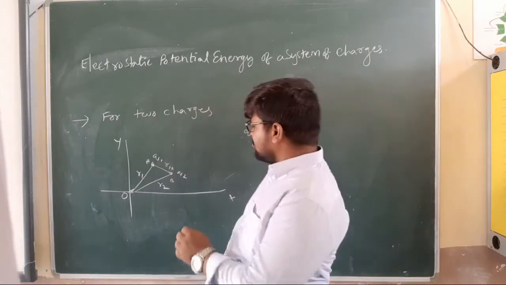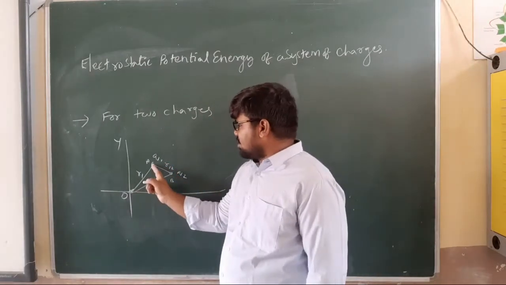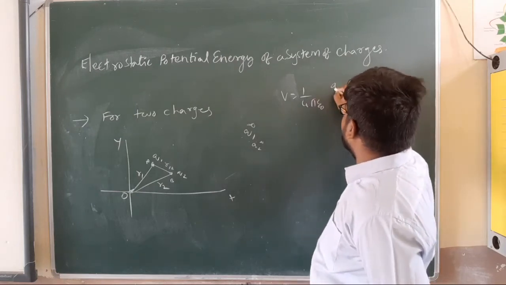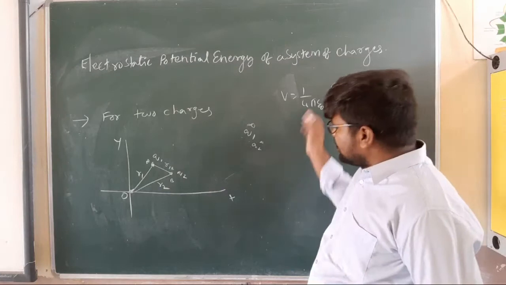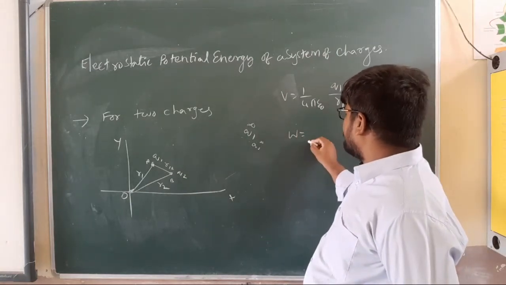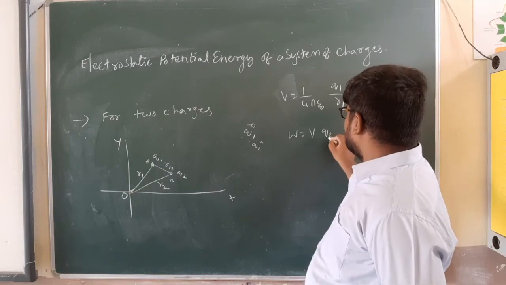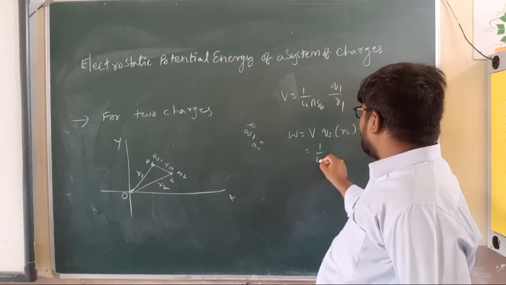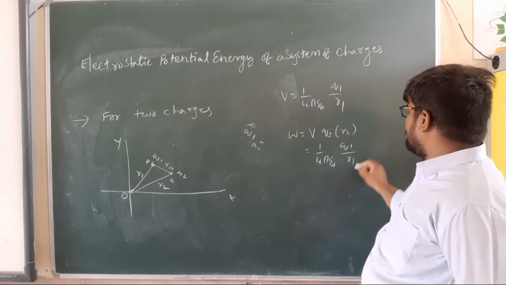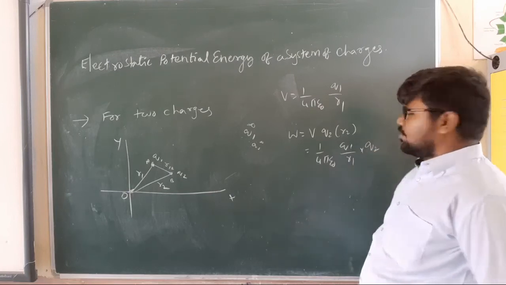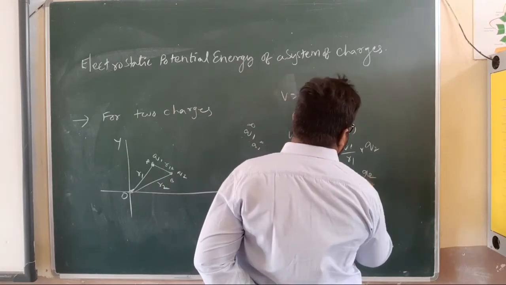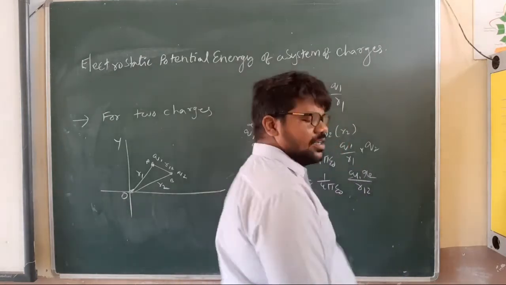Whenever a test charge is brought from infinity to a point A, the potential V is equal to 1 by 4 pi epsilon naught, q1 by r1. Then the second charge, brought from infinity to point B, involves work done equal to V into q2 with respect to r2. So it is 1 by 4 pi epsilon naught, q1 by r1, into q2, which gives 1 by 4 pi epsilon naught, q1 q2 by r12. Is it clear, my children?